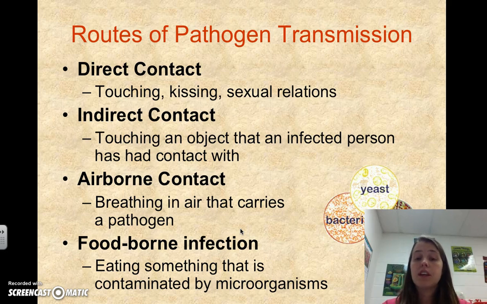Airborne contact, this is breathing in air that carries a pathogen. Only some things are carried in the air. If they say it's airborne, that means you can breathe it in and get sick. If it's not airborne, you can't.